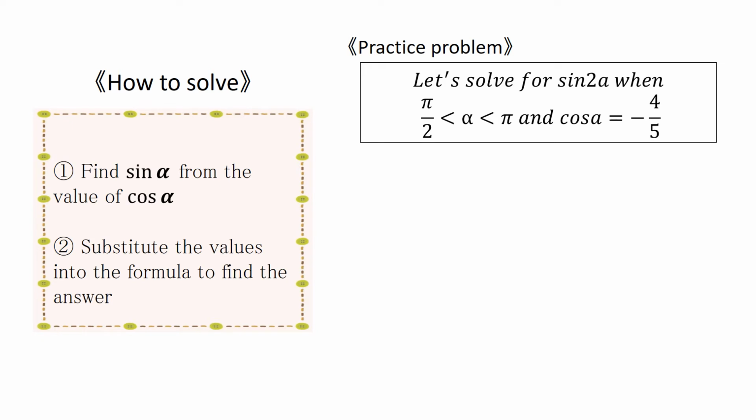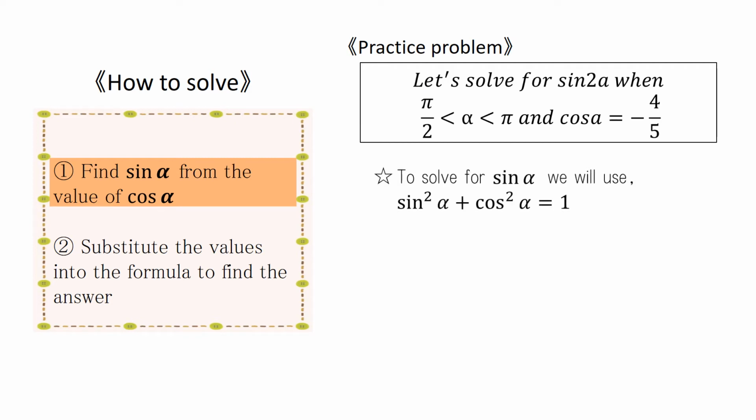Next, let's use this formula and solve a practice problem. Let's solve for sin 2α when pi over 2 is less than alpha and alpha is less than pi, and when cosine alpha equals negative 4 over 5. First, let's solve for the value of sin alpha. To do this, we'll use the reciprocal relation formula for sin alpha and cosine alpha. Now let's solve for the value of sin alpha.